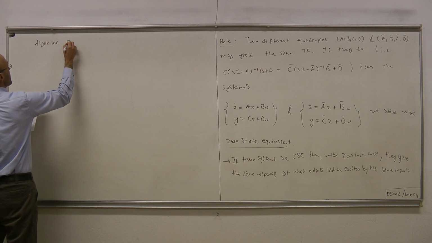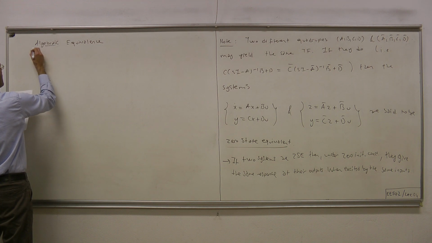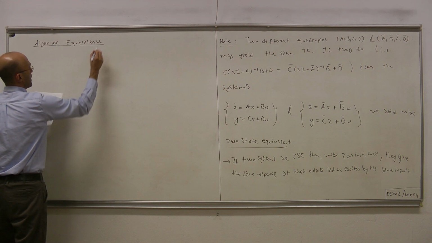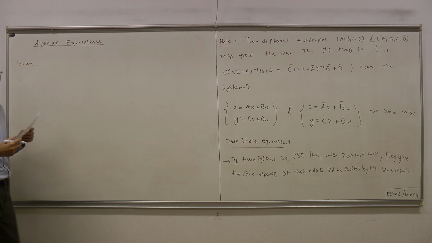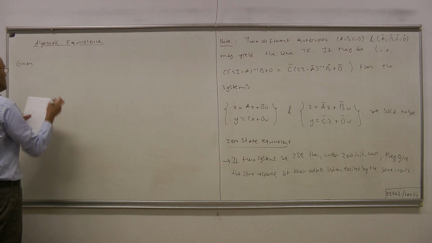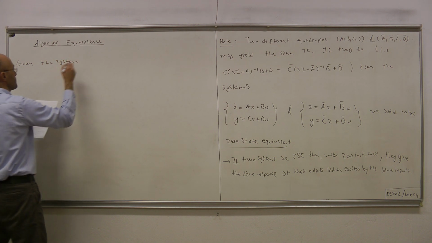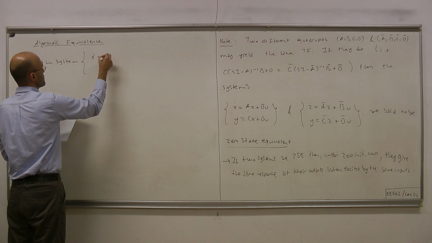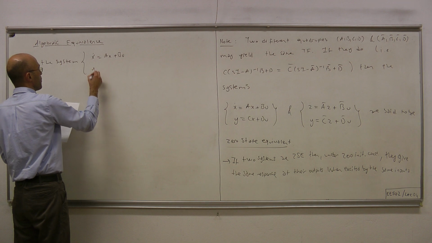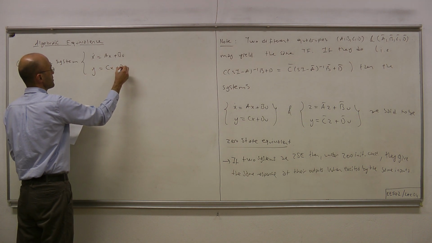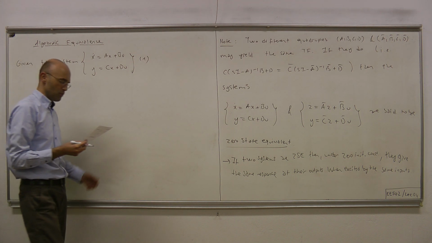Algebraic equivalence. Okay, so suppose that we start with the following given system. Given the state space representation, x dot equals Ax plus Bu and y equals Cx plus Du. Let's call this system 1 or representation 1.